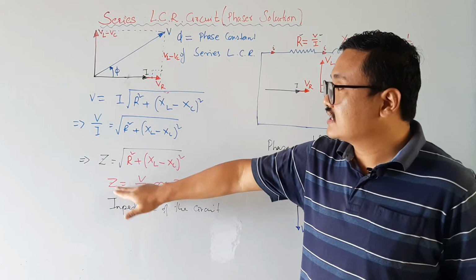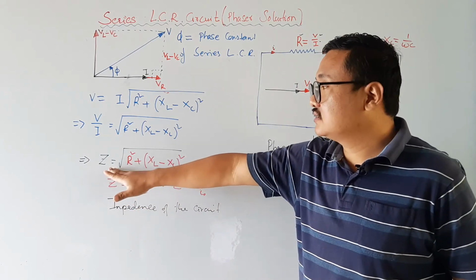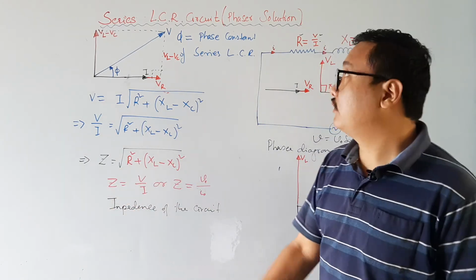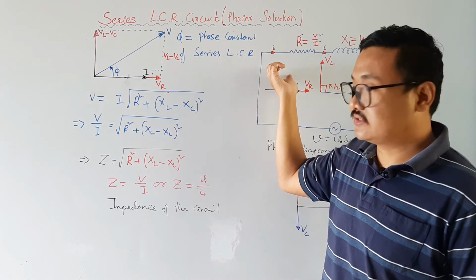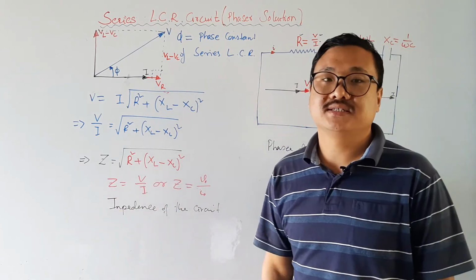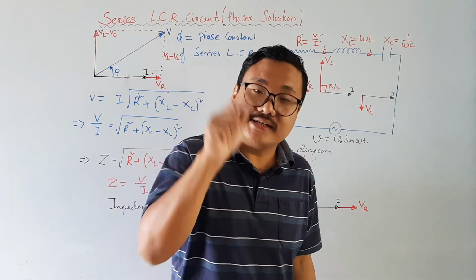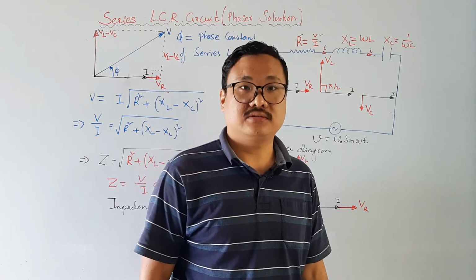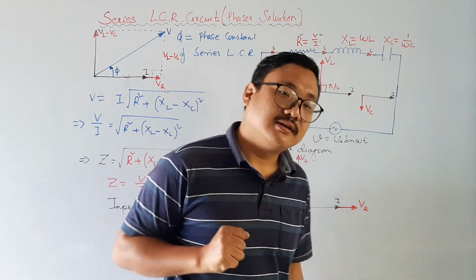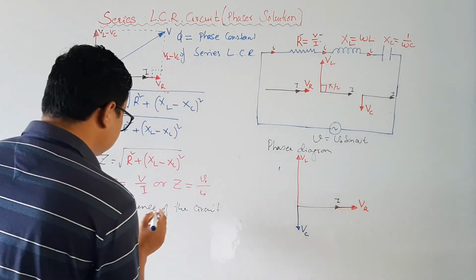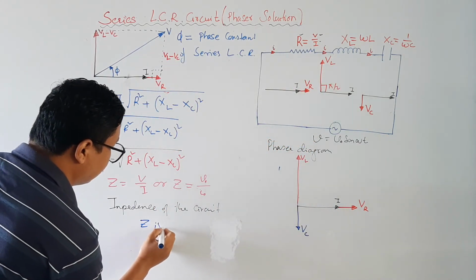So what will be the SI unit of impedance? What is this impedance? It is the resistance offered by the series LCR circuit. This Z is the resistance offered by the series LCR circuit. Now if it is the resistance, then what will be its SI unit? Its SI unit will be again ohm. The SI unit of Z is ohm.